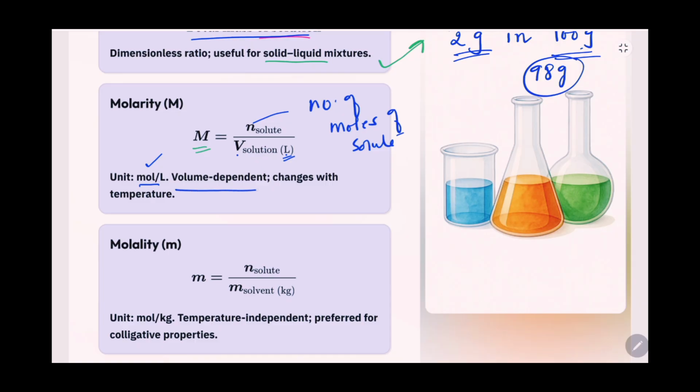It is a volume dependent unit, because you can see there is a volume factor over here. So when the volume increases, the molarity decreases. They are inversely proportional to each other. Also, it is not a good method when your temperature is changing drastically, because volume depends upon temperature. So volume is directly proportional to temperature: when temperature increases, volume increases, and when volume increases, molarity decreases.